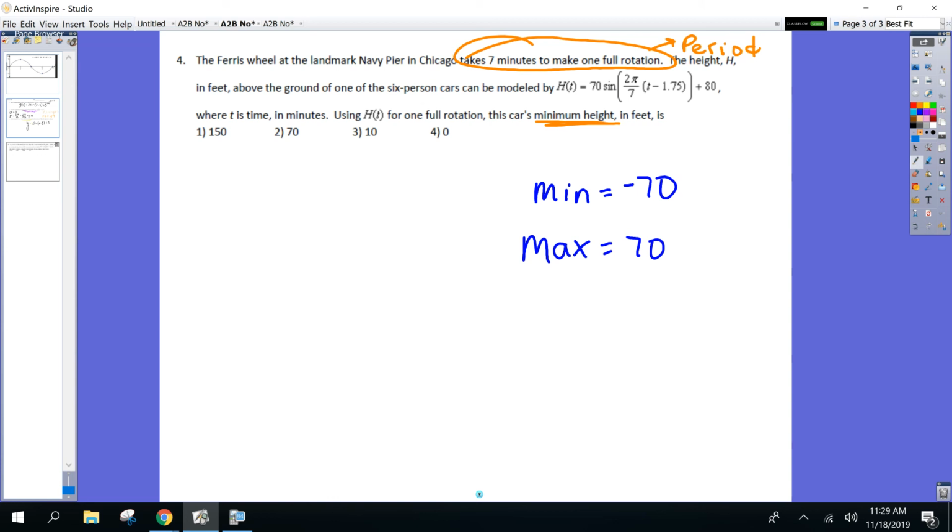Now apply the shift. Each one of these is going where after the vertical shift? Up 80, plus 80 to both. So my new max is 150 feet. My new min, 10 feet. Everyone see where we're getting at? Again, all this stuff inside was just there to mess with you, because we know frequency, phase shift. That was it, not up and down.